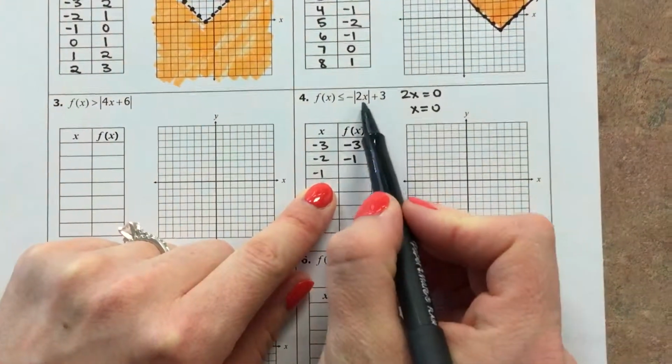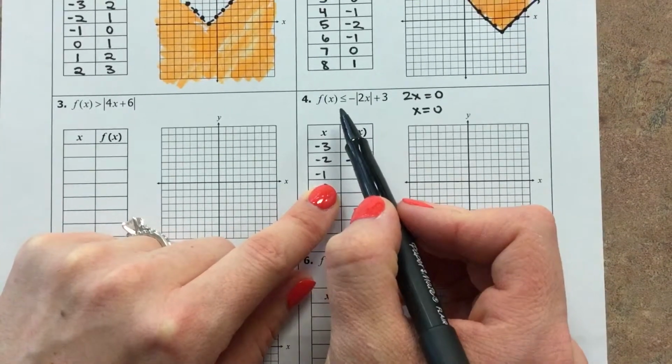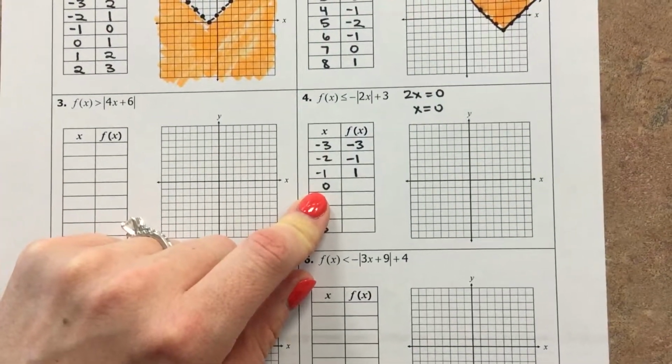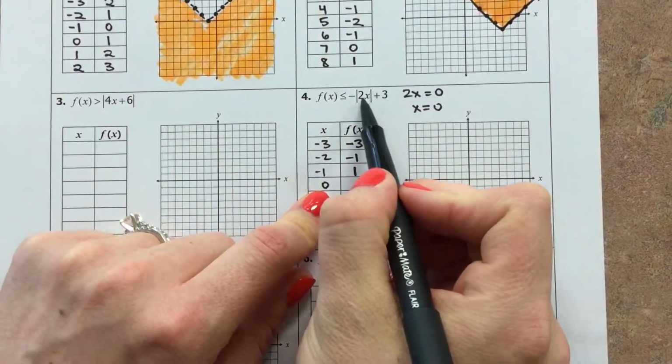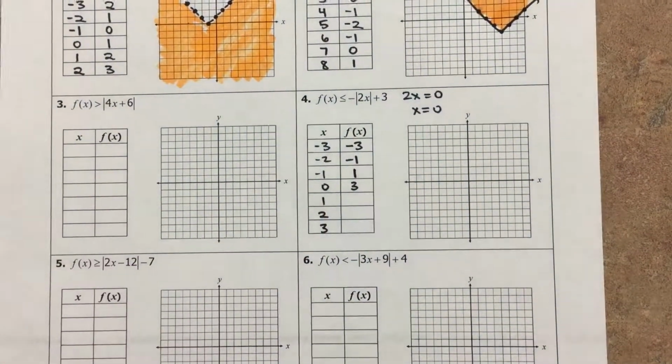Then negative 1 times 2 is negative 2. Absolute value makes it positive, but then this makes it negative. So I have a negative 2 plus 3, which is 1. Then the 0 is a little easier at least. This will be 0, and then plus 3 is 3.